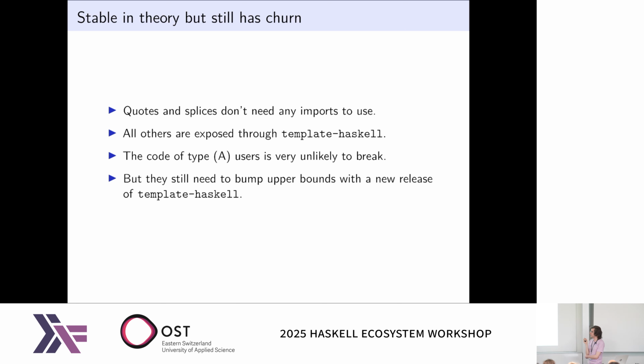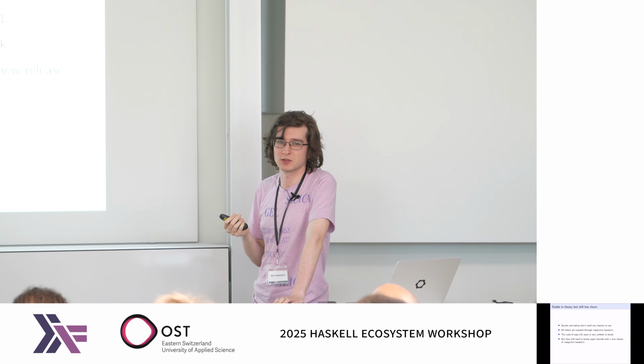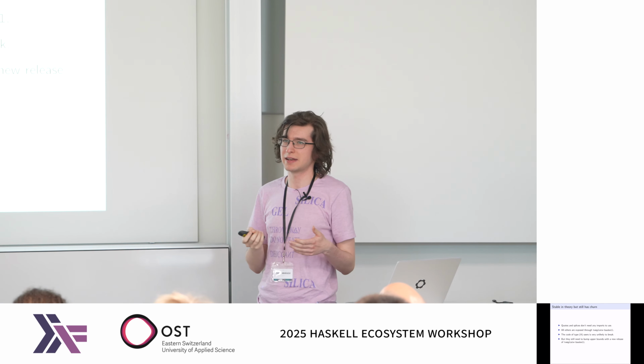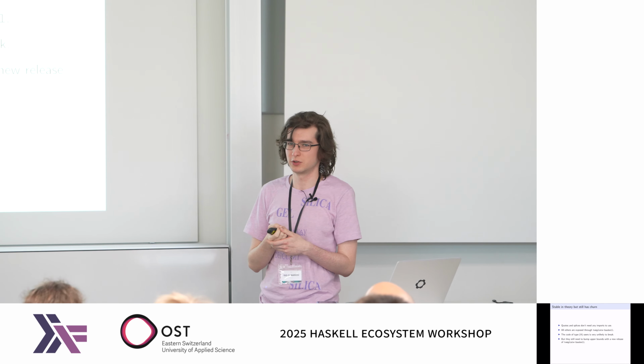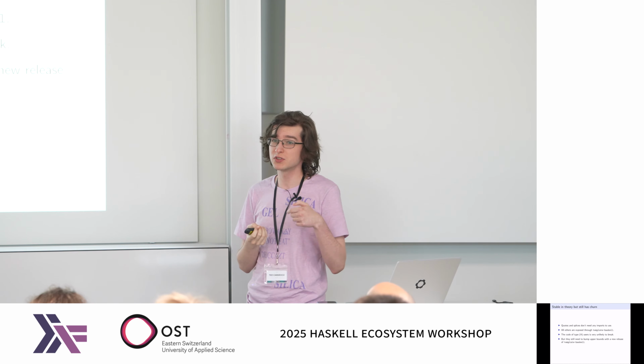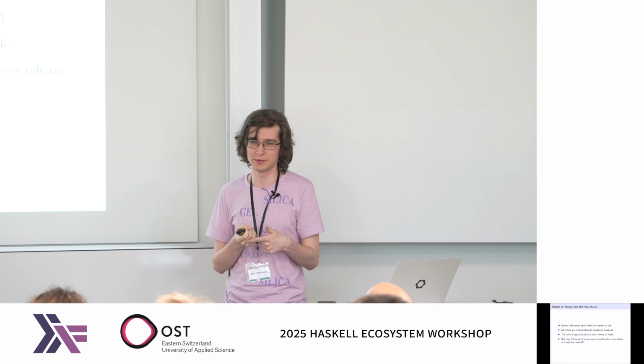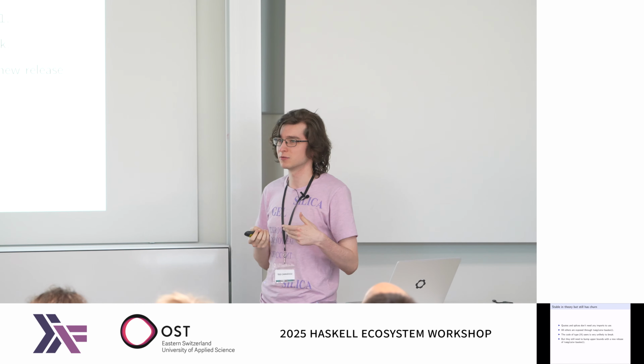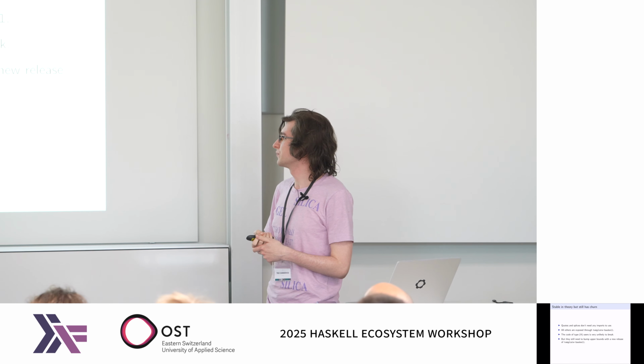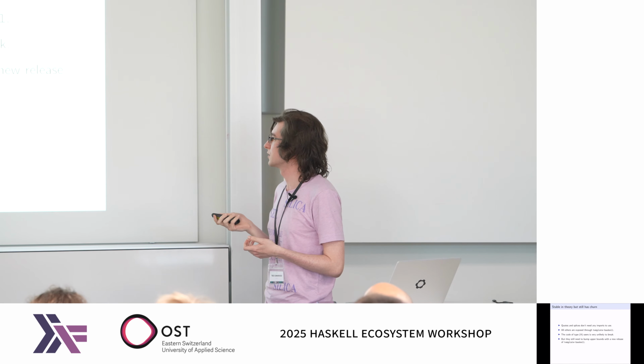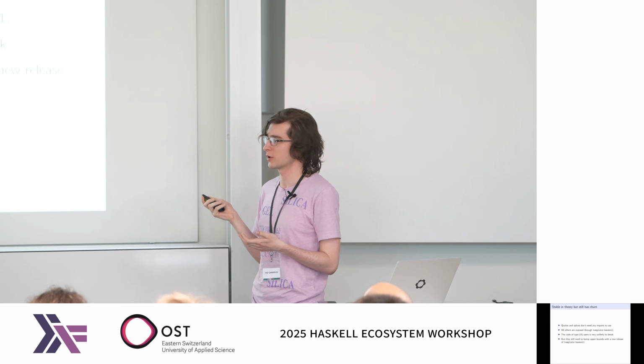But these things, despite being quite stable, you still need to have the types in scope, right? If you want to give a derived instance of lift, you need to have the lift class in scope. And to do that, you have to import Template Haskell. And while you'll basically never have to change your code to deal with breaking changes, you still will have to bump your upper bounds every time there's a new release of Template Haskell. And that leads to quite a bit of churn. And it's completely unnecessary because your code's never going to actually break.